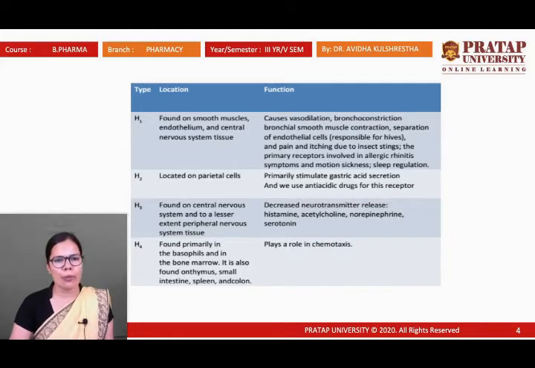H1 is found in smooth muscles and endothelium and in central nervous system tissues, and H2 is located in parietal cells. H3 is found in the central nervous system and, to a lesser extent, the peripheral nervous system, and H4 is found in basophils and bone marrow, and also in the thymus. So this is the basic location of these receptors, and the function is given as you can see.